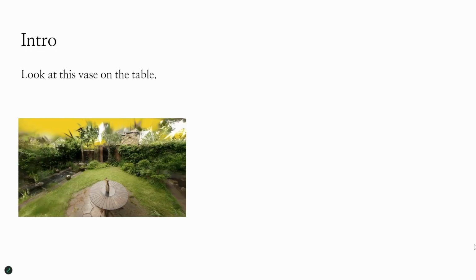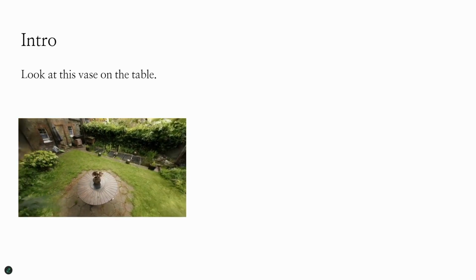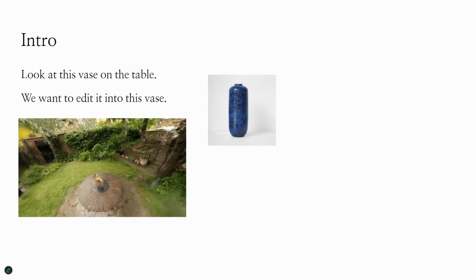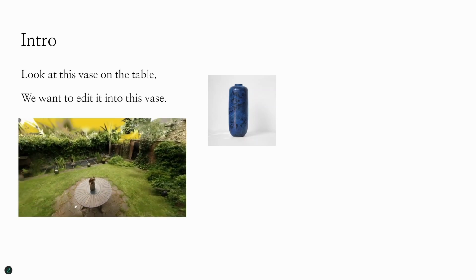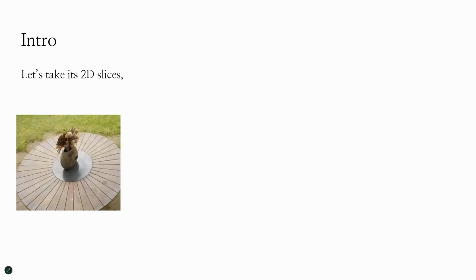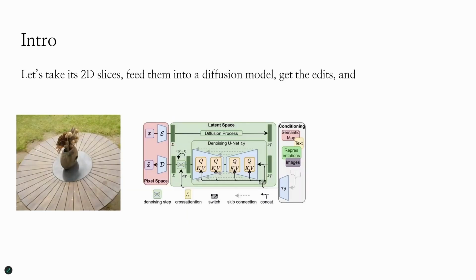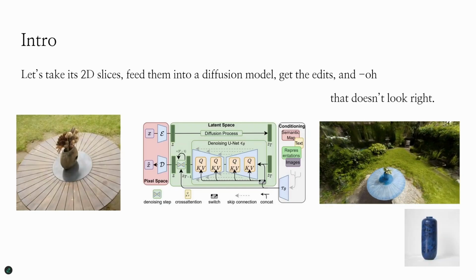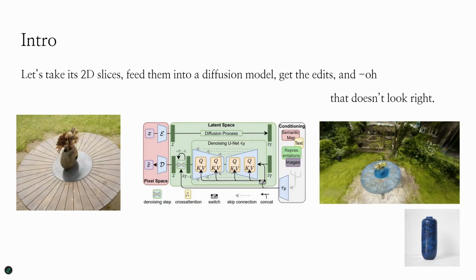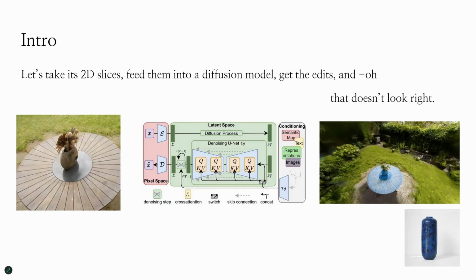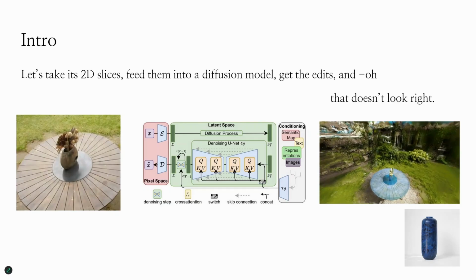Let's get started. Look at this face on the table. We want to edit it into this face. To edit this 3D scene, we will use a diffusion model to get the edited images and fine-tune the 3D scene with them. Let's take its 2D slices, feed them into a diffusion model, get the edits, and that doesn't look right. The table also turned blue, and the color and pattern of the vase are not what we wanted. To address this issue, we propose a new 3D editing method leveraging diffusion personalization.